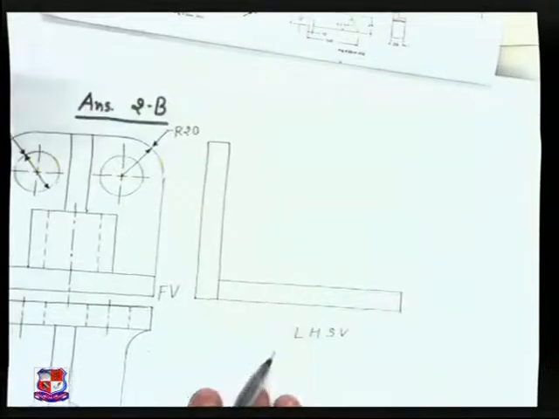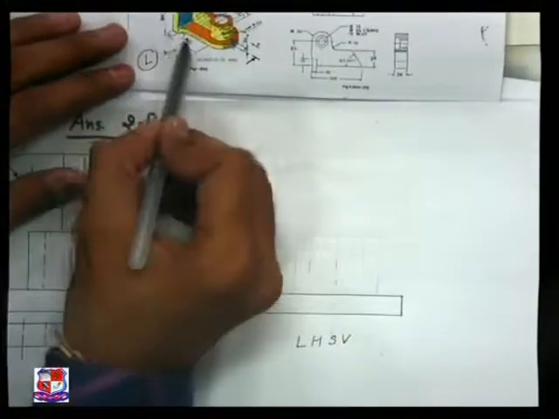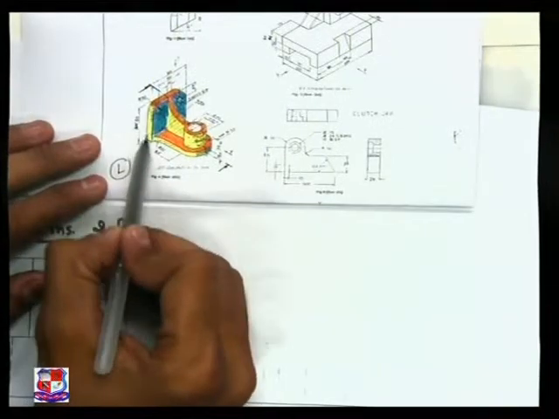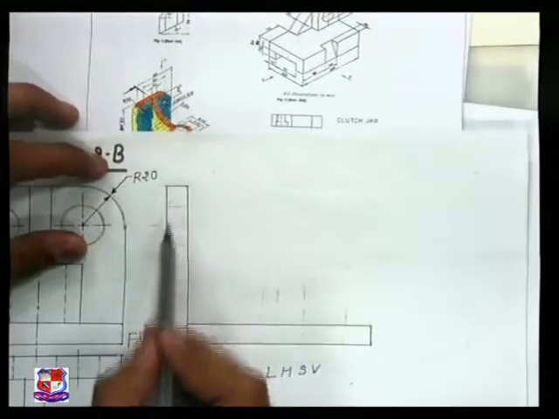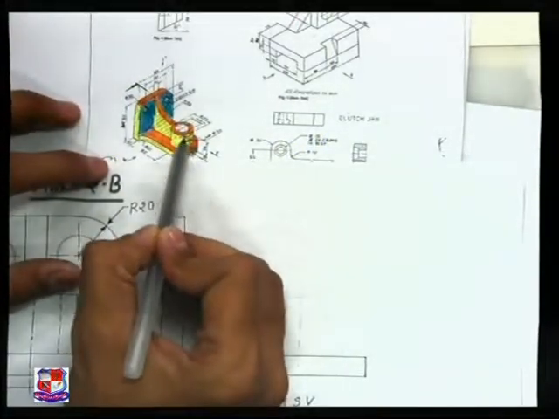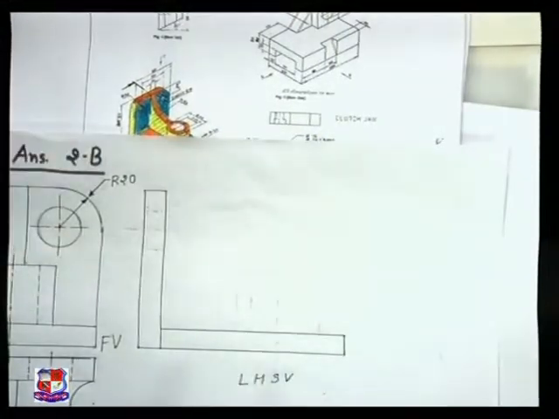This strip represents this yellow colored strip like this. This vertical and horizontal, so this is vertical and horizontal that we have drawn. Now think about this cylinder. This cylinder would appear as a rectangle in front view.